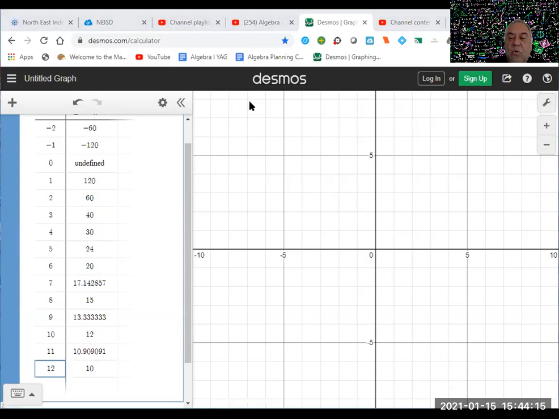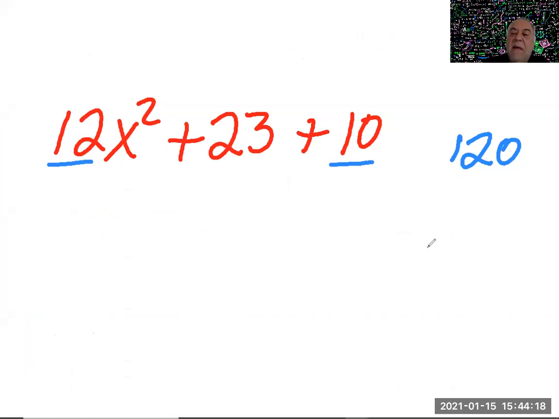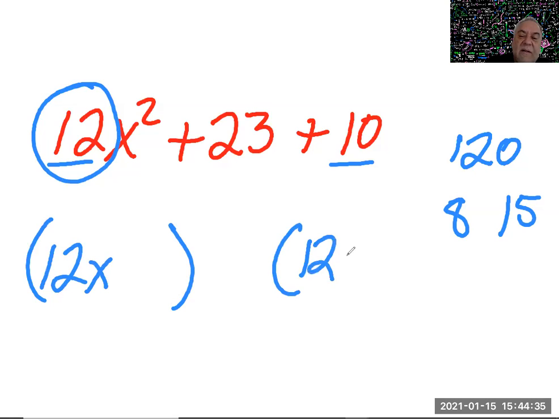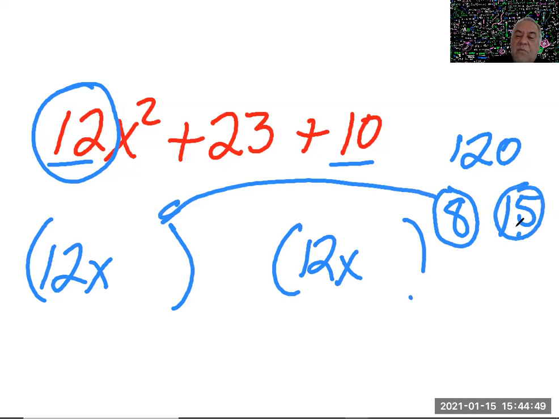So if I go back to this one, 8 and 15. Now remember what we did last time. I took the 12 and put an x behind it, did it twice, 12x and 12x. These parentheses terms aren't connected yet, I'm just using them to help me do my work. Then put the 8 there, positive, and the 15 there, also positive. So plus 8, plus 15.